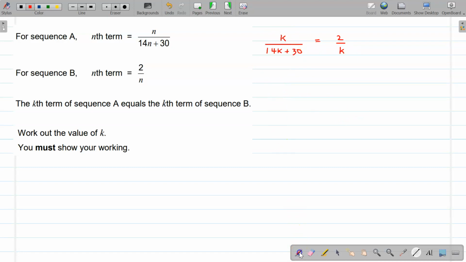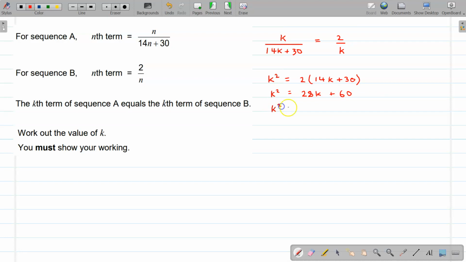Cross multiply, so we would have k squared equals 2 lots of 14k plus 30. So I'm just cross multiplying over the equal sign. Then I'm going to expand out the brackets. k squared equals 28k plus 60. And then I'm going to subtract all that from the left to give me 0 on the right.